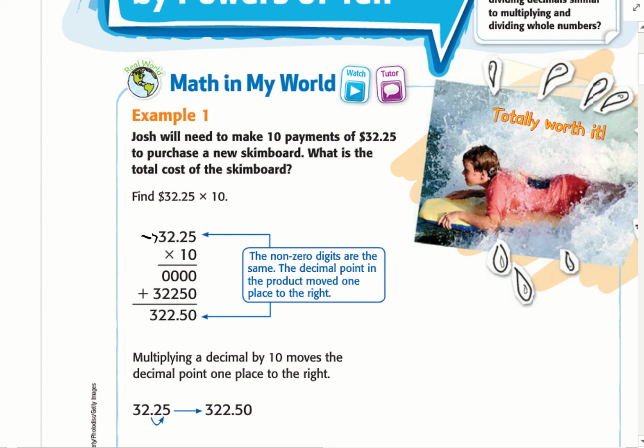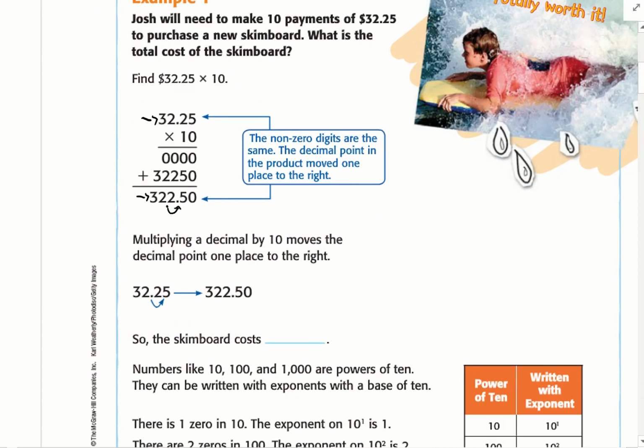So if you look at this, it says the non-zero digits are the same. So all the digits are the same except for this added 0. So we have 3225, 3225 in the bottom, plus a 0, because we're working with money. But if you notice, the decimal place moved one place to the right because we're multiplying it by 10. So instead of 32.25, it moved one place to the right to be 322.50. So that's the main thing that we're going to be working with.